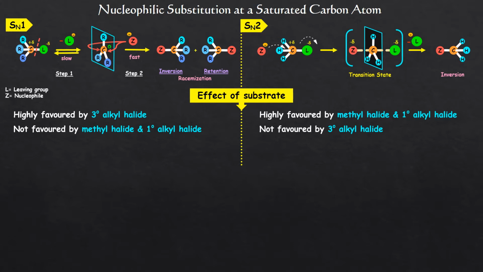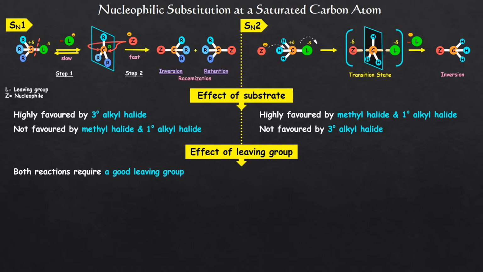If we talk about the secondary alkyl halides, then they can undergo either of the mechanisms depending on other parameters like solvents and selection of nucleophiles. So now let us understand the effect of other parameters, starting with the effect of leaving group.